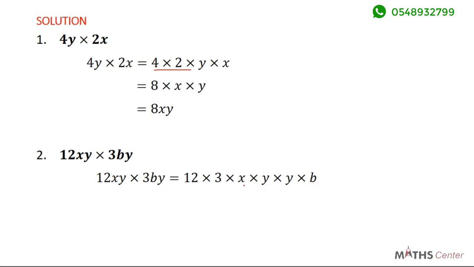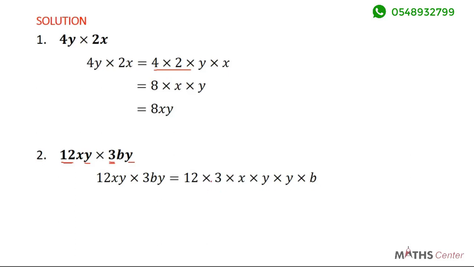Now we can see from here that we have 12 times 3, and the 12 was obtained from here, and the 3 was also obtained from here. Then we have x. There is only one x in this expression, so times x. We have y times y because we have y here and y here. Then there is only one b, so times b.